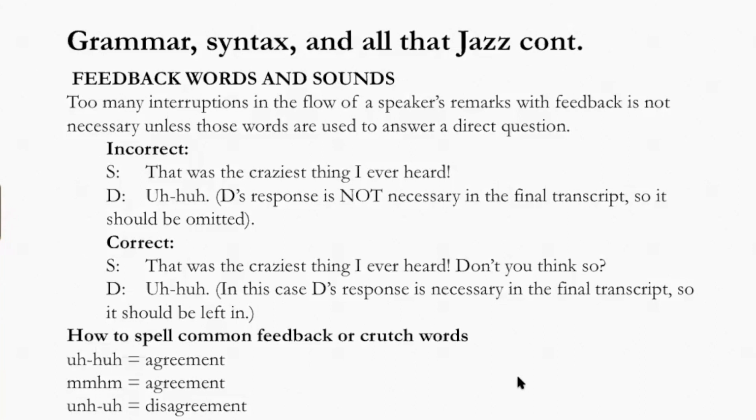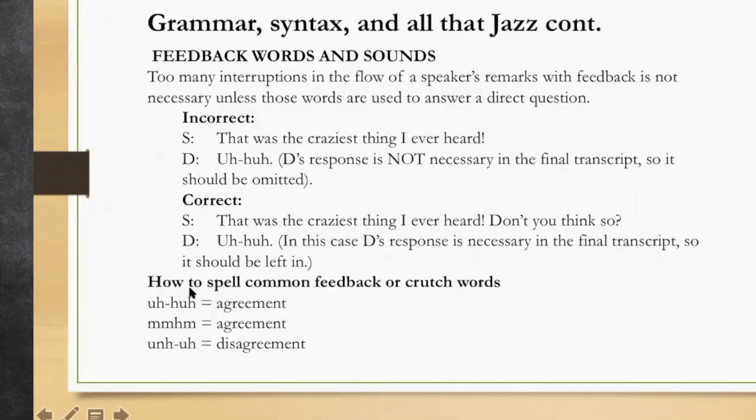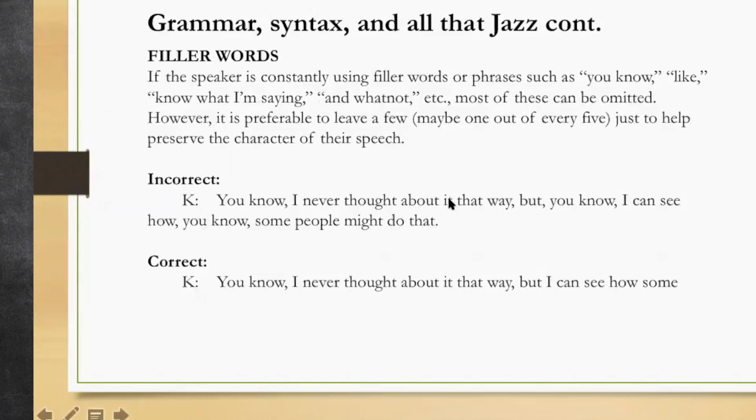And for feedback words, there are a whole lot of different ways everyone writes out uh-huhs and mm-hms. These are the 3 that we've agreed on after years of debating. So for the agreement terms, and these are how we would spell them. And this is one. So those would be the ones that you would use when you do decide or are able to include the feedback words.